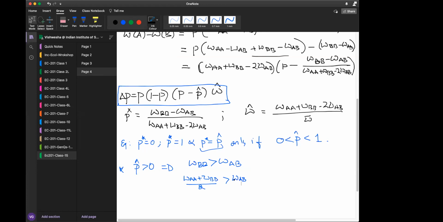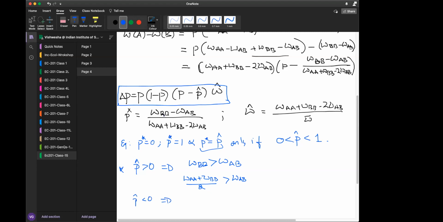Okay, it doesn't guarantee that P hat will be less than 1. When will that be true, by the way? We also want that to be true, right? For that to be true, P hat must be less than 1, which means that the numerator must be less than the denominator. Isn't that obviously true in this case?